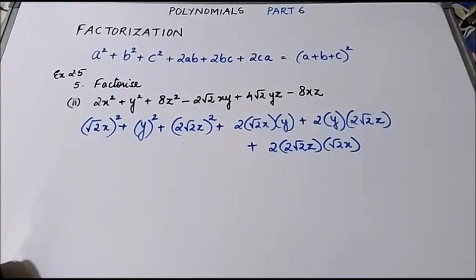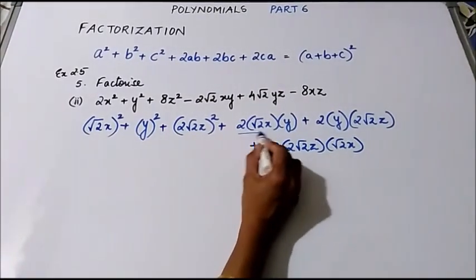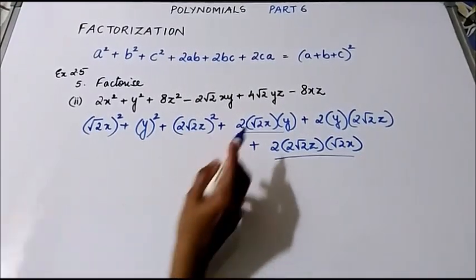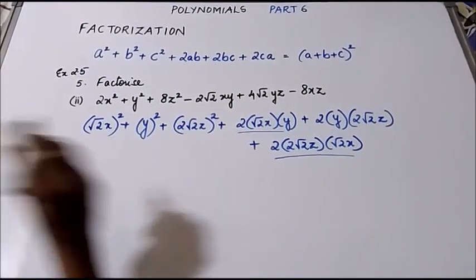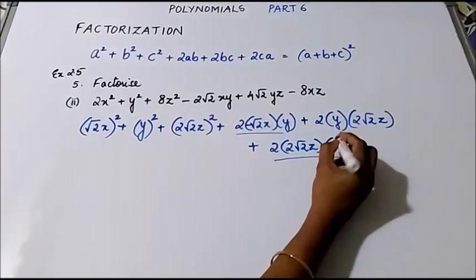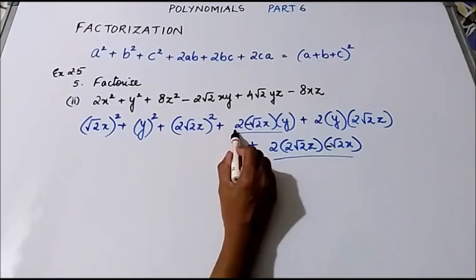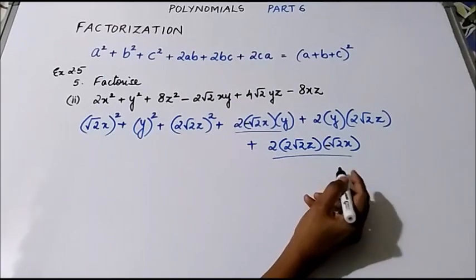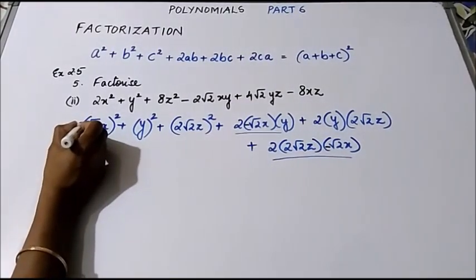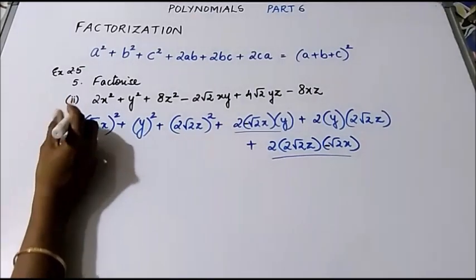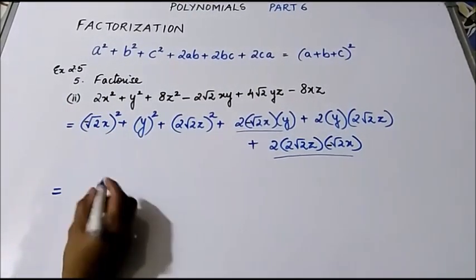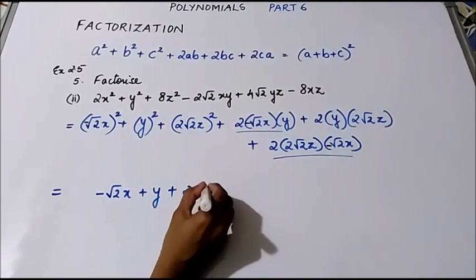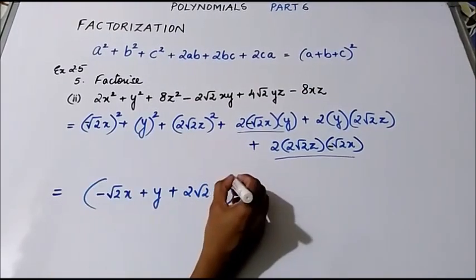So let us see which of the terms should have a negative sign. Here this term should have a negative sign and this term should also have a negative sign. What is common in both? Common in both is root 2x. So we put a minus sign here, we put a minus sign here. This will give us minus 2 root 2xy and this will give us minus 8zx. Now since we have put a minus here, we will go and put a minus here. Now is both equal? Yes, both are equal. According to the identity, what do you get here? Minus root 2x plus y plus 2 root 2z the whole square.